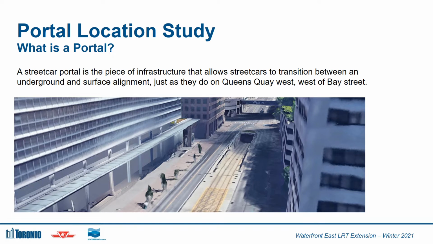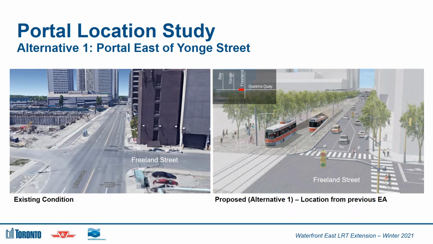The purpose of this study was to evaluate two alternative locations for the streetcar portal on Queens Quay East. In this first alternative, the portal is located on Queens Quay East between Yonge Street and Freeland Street in front of the Pier 27 condominium development. This was the preferred location selected in the previous environmental assessment from 2010.